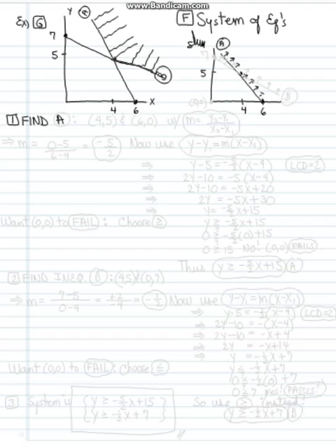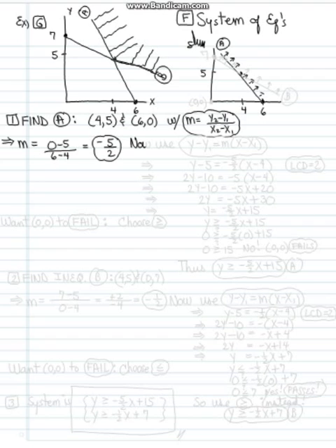So step 1, find A. That's the inequality. We're going to use the points 4, 5 and the other point 6, 0, with the formula for the slope, m equals y sub 2 minus y sub 1 over x sub 2 minus x sub 1. That gives us that the slope m is equal to 0 minus 5 over 6 minus 4, equals negative 5 halves for the slope.